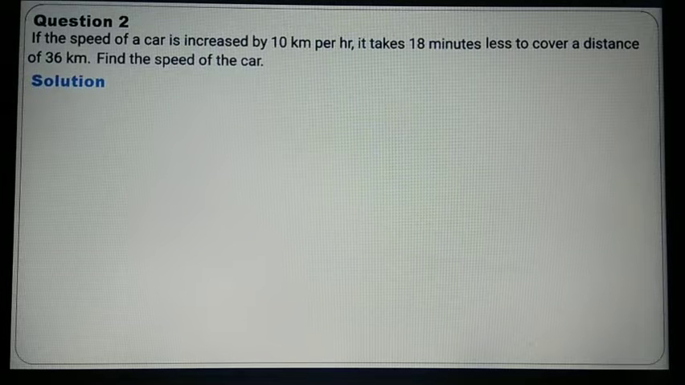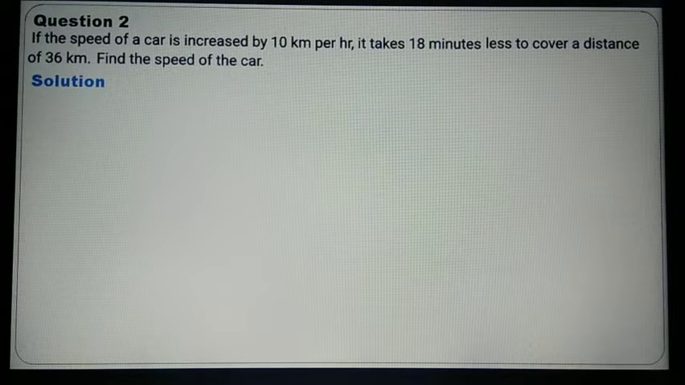Question number 2. If the speed of a car is increased by 10 kilometer per hour, it takes 18 minutes less time to cover a distance of 36 kilometer. So you need to find the speed of the car.